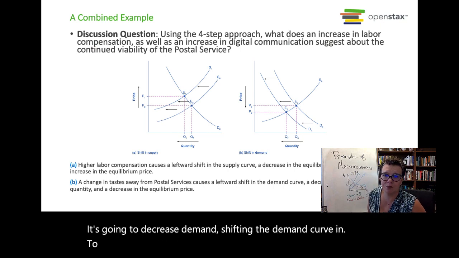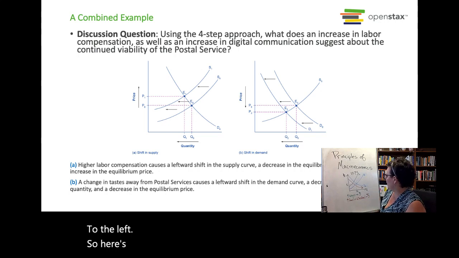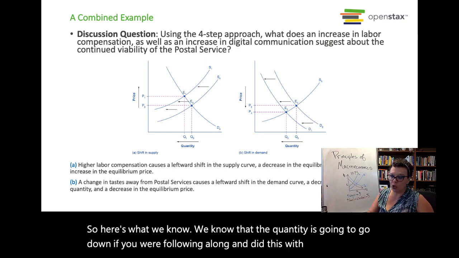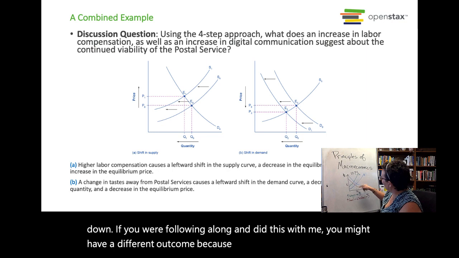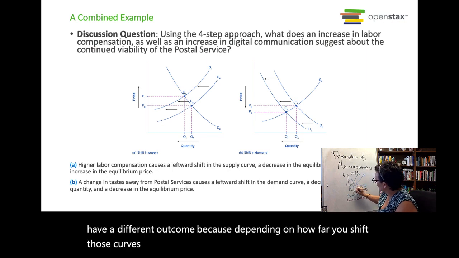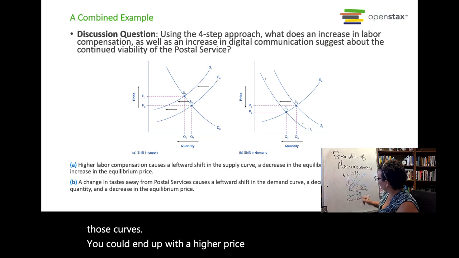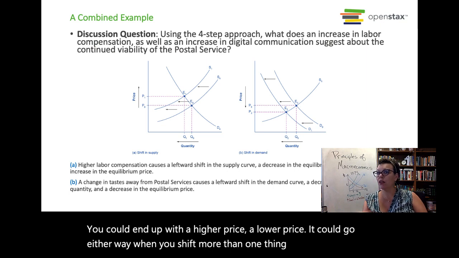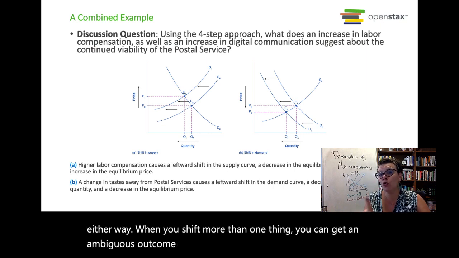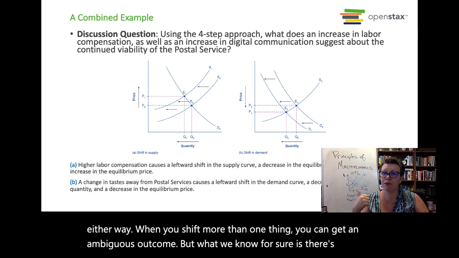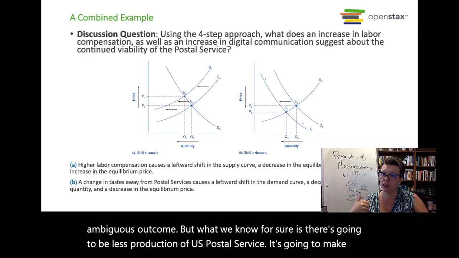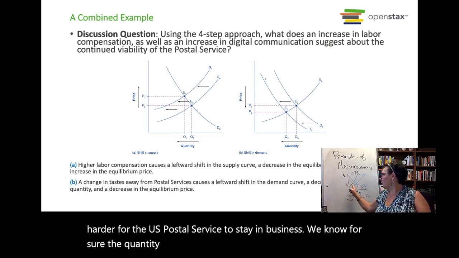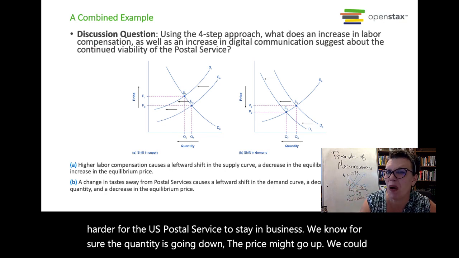So here's what we know. We know that the quantity is going to go down. If you were following along and did this with me, you might have a different outcome, because depending on how far you shift those curves, you could end up with a higher price, a lower price. It could go either way. When you shift more than one thing, you can get an ambiguous outcome. But what we know for sure is there's going to be less production of U.S. Postal Service. It's going to make it harder for the U.S. Postal Service to stay in business. We know for sure the quantity is going down. The price might go up. It could go down. It probably will.